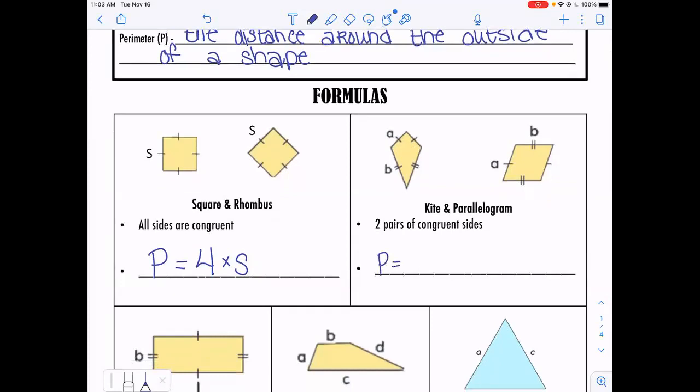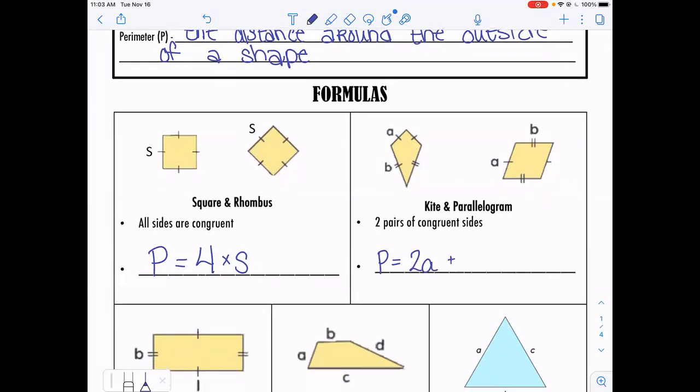A times 2, because there's 2 sides that are A, plus B times 2, because 2 sides are B. This side and this side are the same length. These 2 sides are the same length. So I don't need to add them all up separately. I can multiply by 2. The other way you could do this is to say A plus B and then multiply by 2. They both work out the same way.